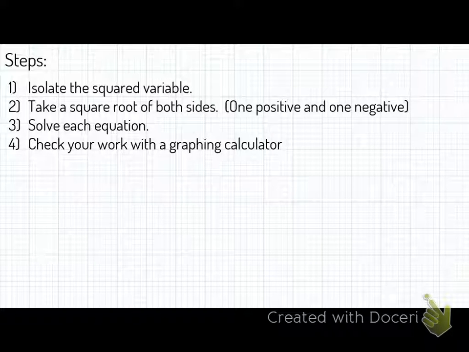Isolate the squared variable. Take a square root of both sides. There's going to be two answers when you take a square root. What's the square root of 4? 2. Right? And what else is the square root of 4? -2 also, right? It's because what number when you multiply it with itself multiplies to 4? It's going to be +2 and -2, right? And then solve each equation, check your work.